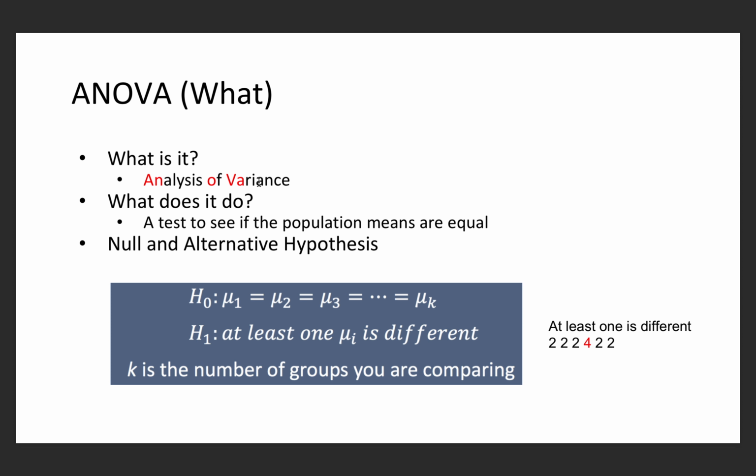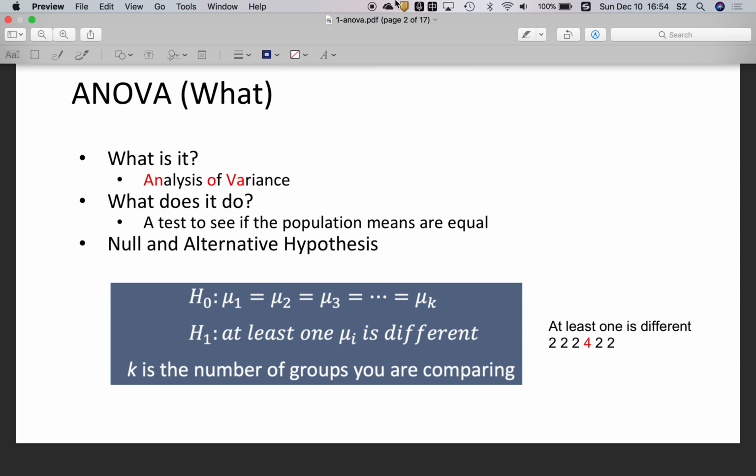Do you remember we were doing t-test statistics? We're testing if two means are equal. And here we are testing if the population means are equal. That's the same thing, but we're testing more. It's more than two now. So an alternative hypothesis is this one.